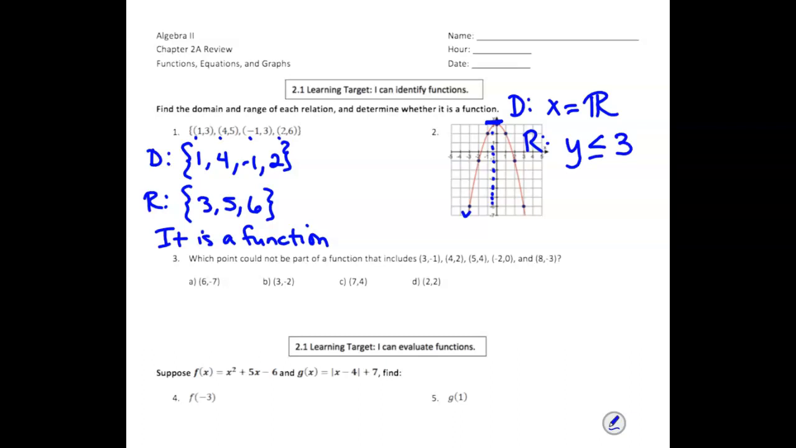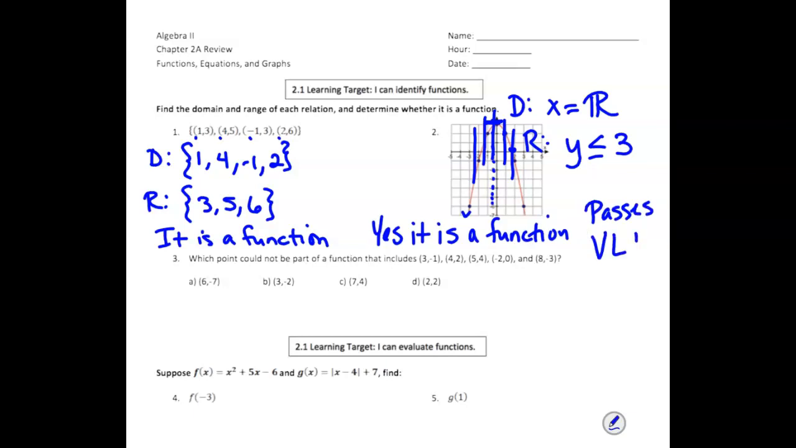To tell if it's a function when it's graphed like this, we would use the vertical line test. If we draw a vertical line anywhere in our graph, we only hit the graph in one spot for each of those vertical lines. So we'd say, yes, it's a function. And if you need to give a reason for that, we would say it passes the vertical line test.